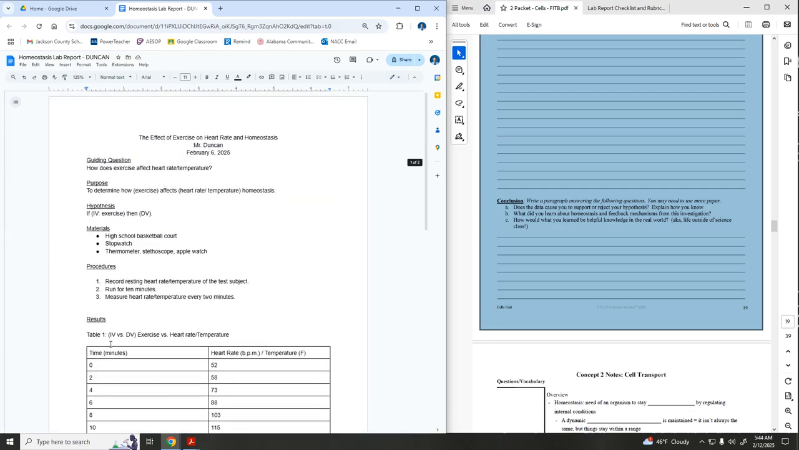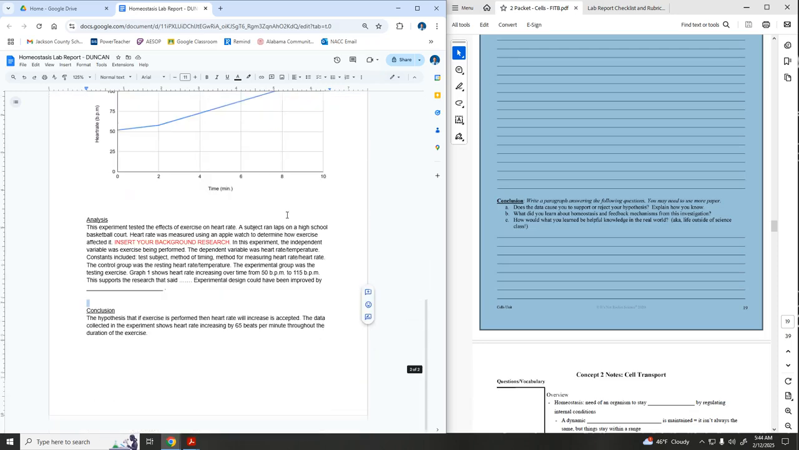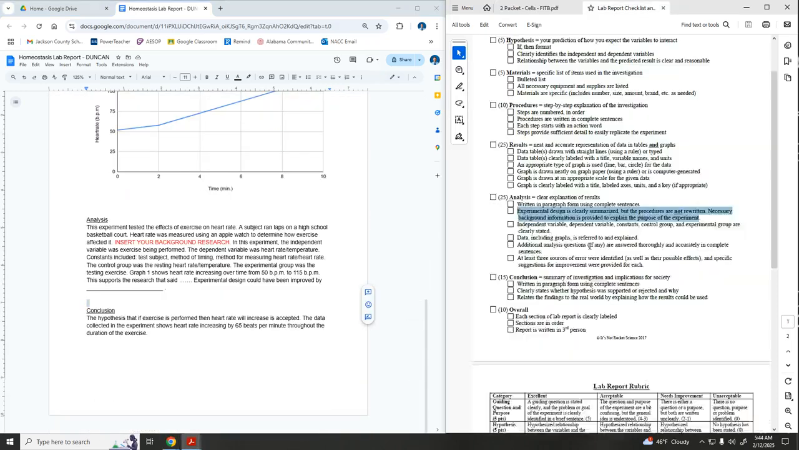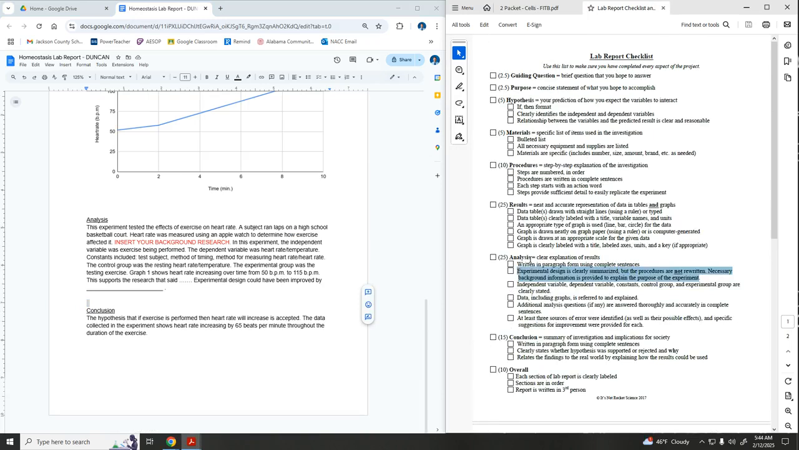So that'll do it for our lab report. I'm going to open up a submission box in Google Classroom for you to submit this. Once again, this will be a 100-point grade. Right here's a breakdown of exactly how I'm going to grade it. So utilize this. Make sure that you have used all of this.